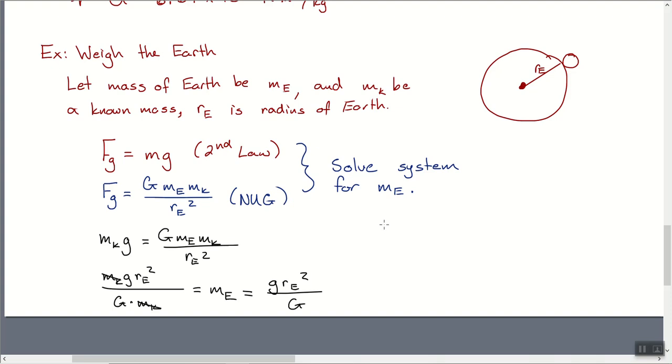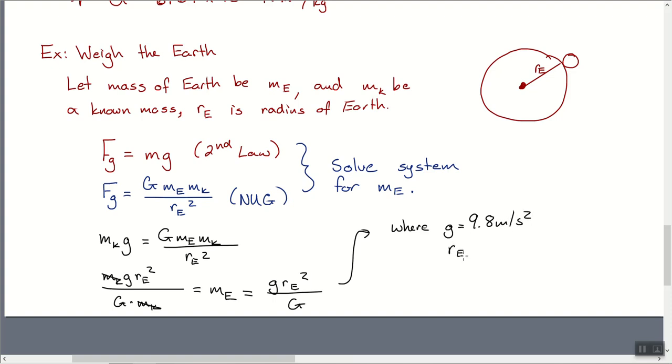Do I even care what the mass of the object that we had was? Like our known mass, does it matter at all? So here's all that we need. I'm going to say right here, what does lowercase g equal on our planet? 9.8 meters per second squared. Okay, so there's my acceleration.